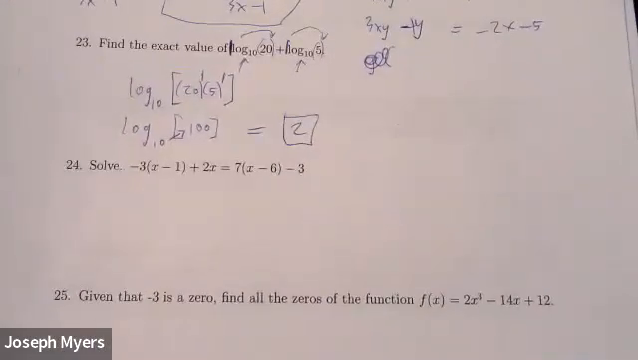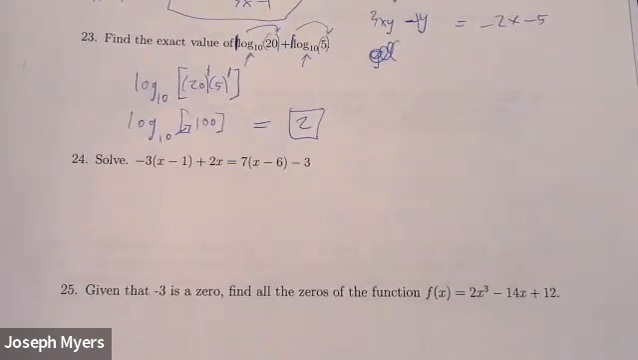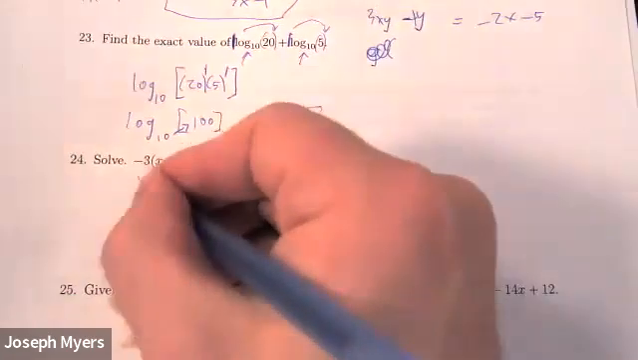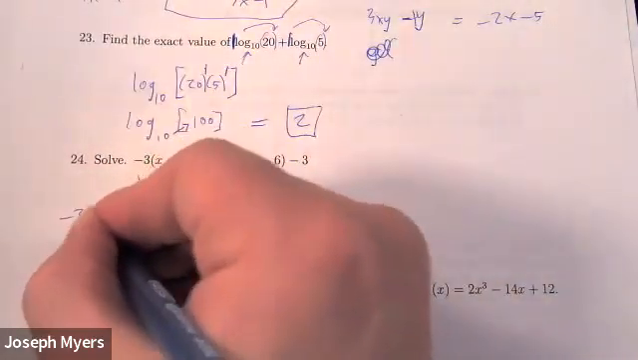So number 24. How do we do number 24? First, each side is like a big tangled up jumble, right? So we first have to untangle it and combine all the like terms. So let's distribute this negative 3x.